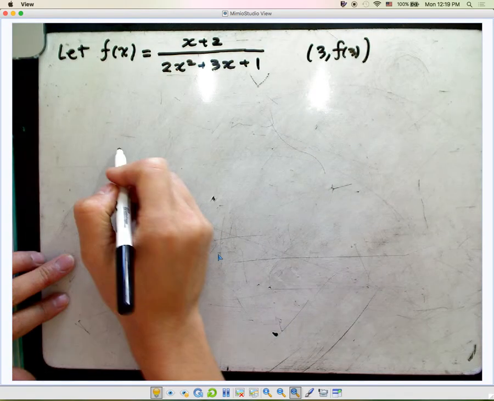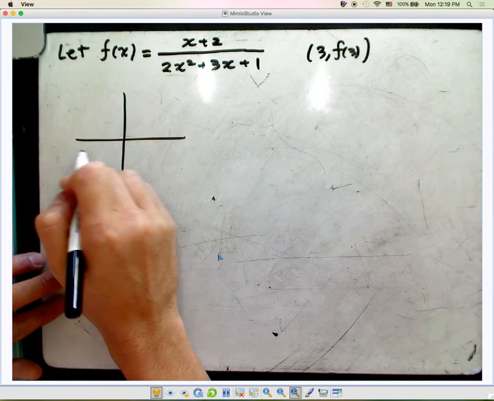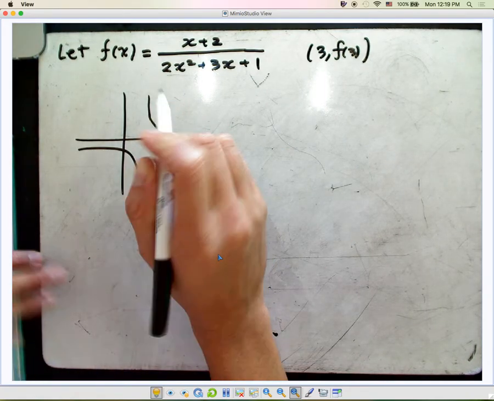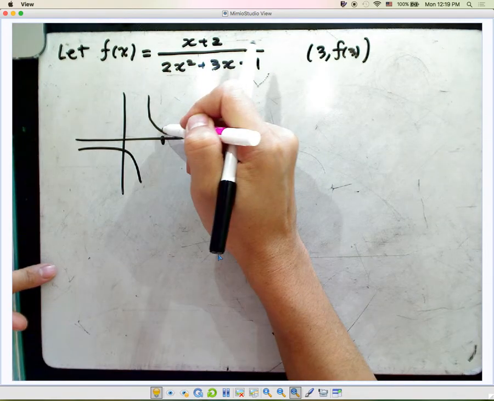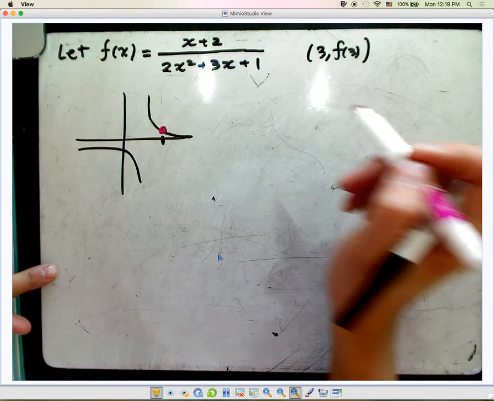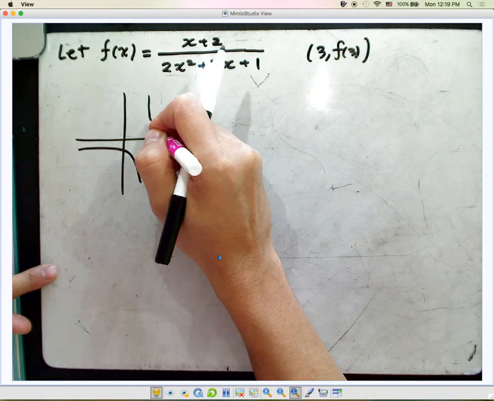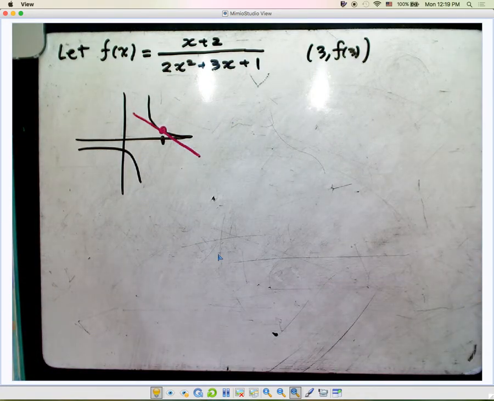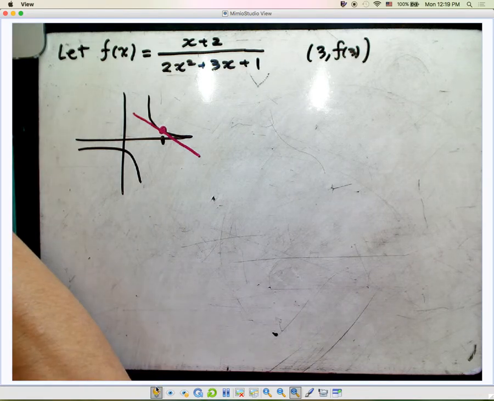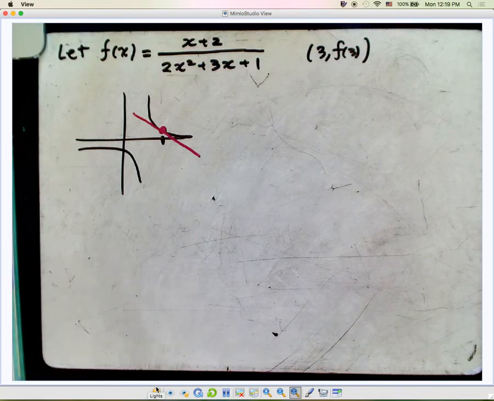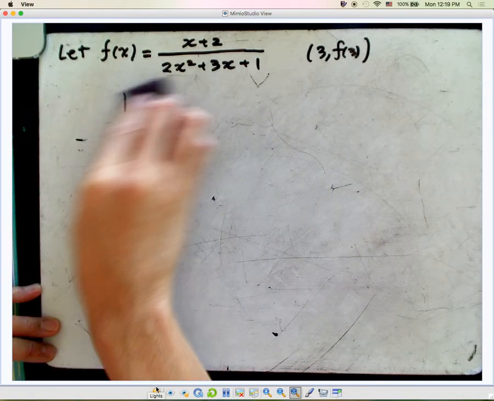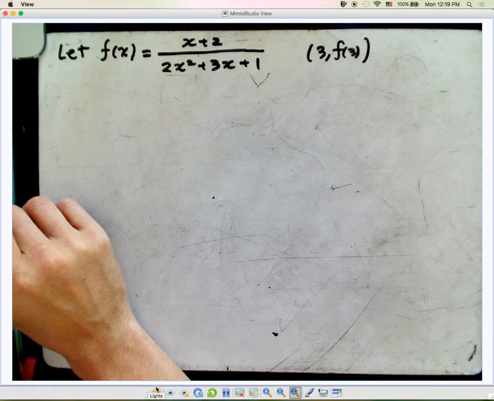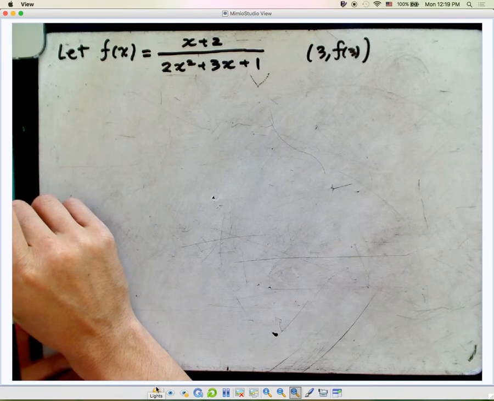So in other words, you have some rational function, something like this. And when x equals 3, you have a point which is 3 and f of 3. And let's find the equation of the tangent. So that's the goal of this video. So we use the undetermined coefficients method that we have learned previously, and we used it for polynomial functions.